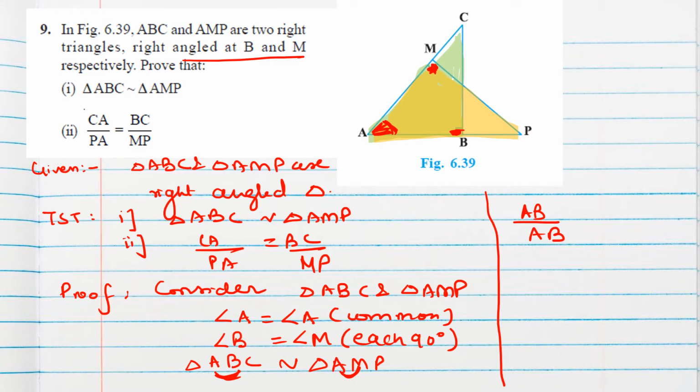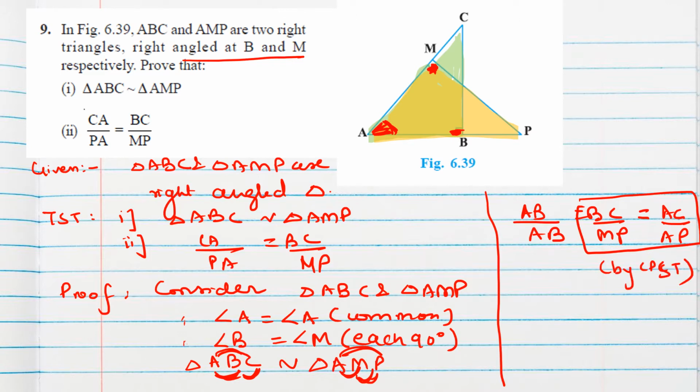Since we used two angles to prove the similarity, the third angle we can write equal in CPST and all the three sides are in ratio. So BC by MP we can write here, and third side will be AC by AP. Now in proving section we have to prove only for these two sides. So this is by CPST, and for our final second we will write BC by MP, AC by AP, hence proved.